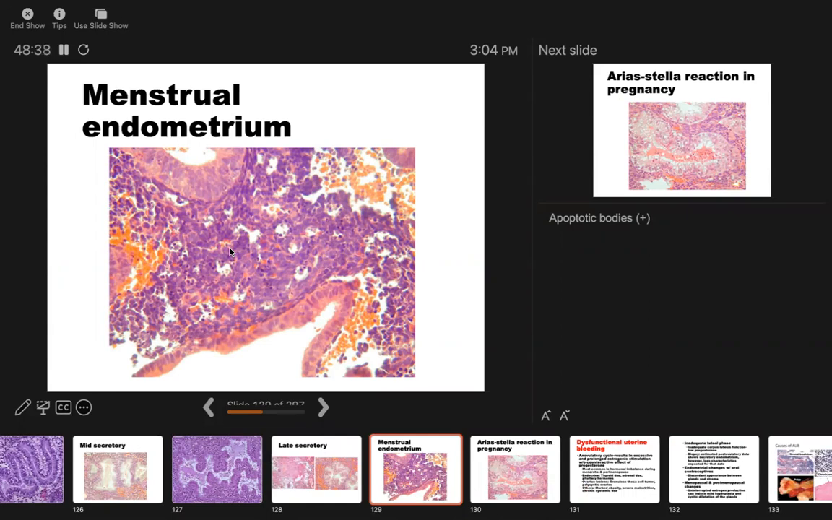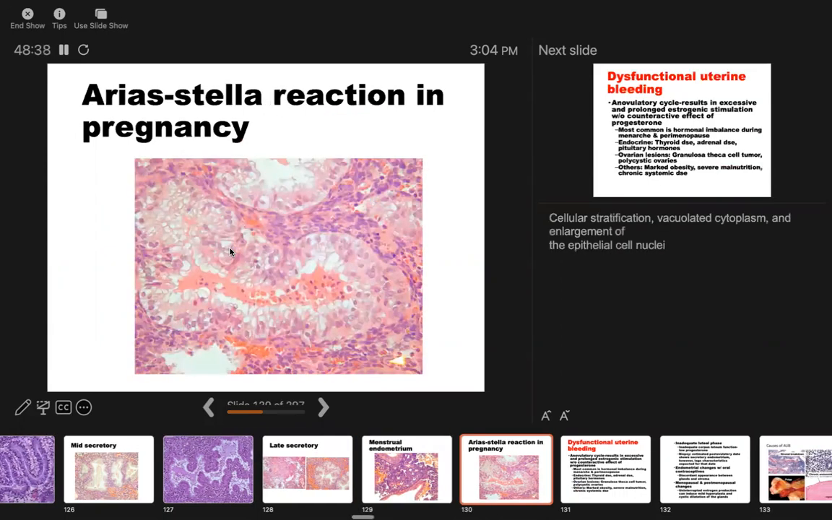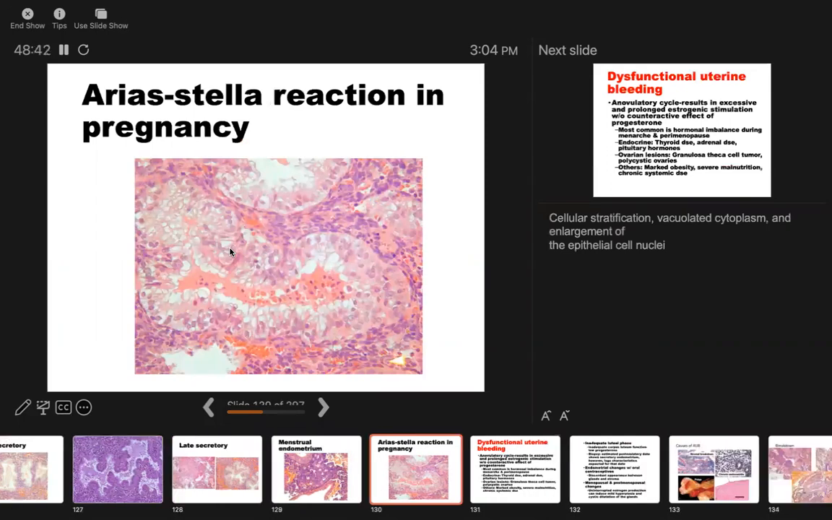Now, in some patients, there may be hypersecretory activity, and this is what you call Arias-Stella reaction. It is commonly seen among pregnant women. When you see this and the patient is not sure whether she's pregnant or not, it is best to do a pregnancy test, because features of Arias-Stella reaction connote that there is pregnancy. The second change that you will see is, look at this. The stroma of the patient is expected to be decidualized.